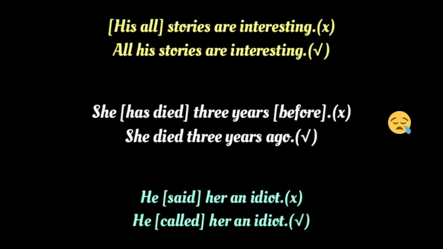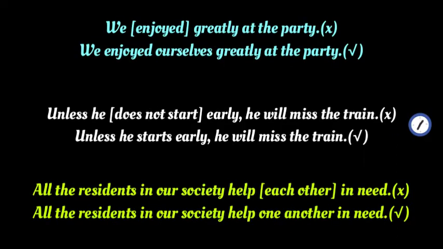And then the sentence, "he said her an idiot," also contains a common error. The use of the verb "said" is incorrect here. Whenever a person is described or addressed with a certain title, epithet or a name, the verb "call" is used instead of "say." "He called her an idiot" is the correct sentence.